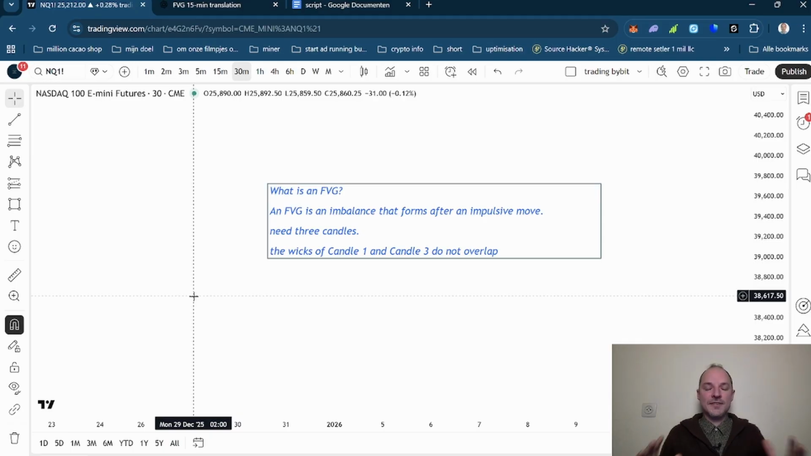Now, what is a fair value gap, you ask yourself. A fair value gap is an imbalance that forms after an impulsive move. It is a pattern of 3 candles, where candle 1 and candle 3 have wicks in between that are not touching each other. That second candle is the fair value gap.